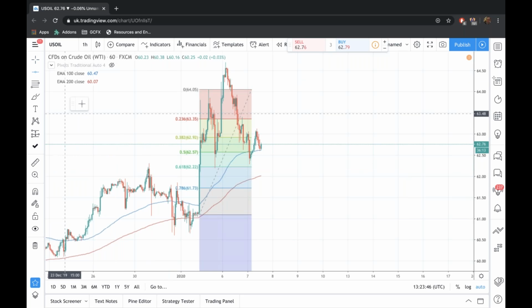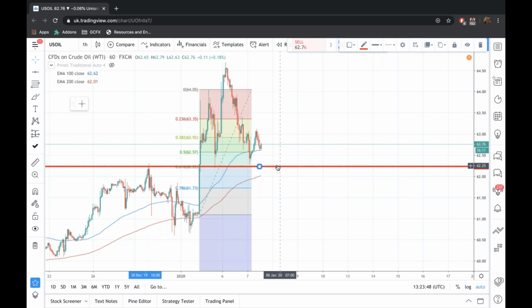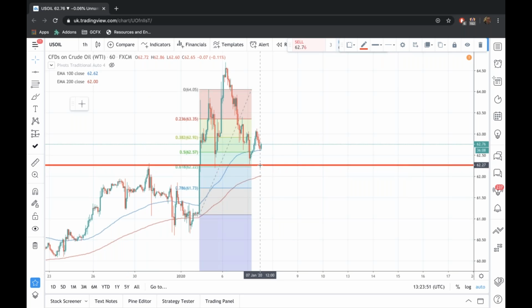So, I don't make it complicated with my trading. I like to keep it nice and simple. And then price turned down. I think I got filled in 62, 32, 33 is where I got my fill.